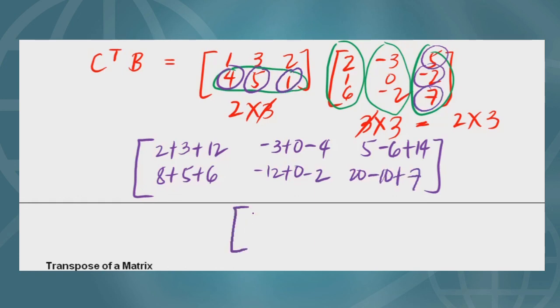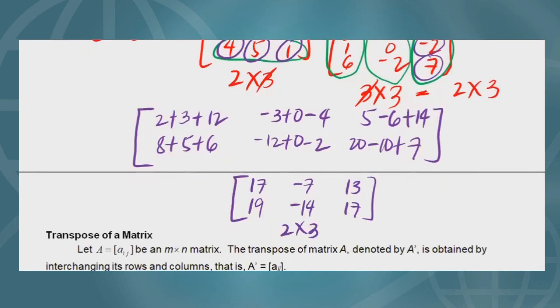Combine all together, we have 2 plus 3 plus 12, we have 17. 8 plus 5 plus 6, 19. Then we have negative 3 plus 0 plus negative 4 is negative 7. Negative 12 plus 0 plus negative 2 is negative 14. And then 5 minus 6 plus 14, positive 13. Then 20 minus 10 plus 7, 17. So our final answer is a 2 by 3 matrix. That should really be the answer. So this is our final answer.